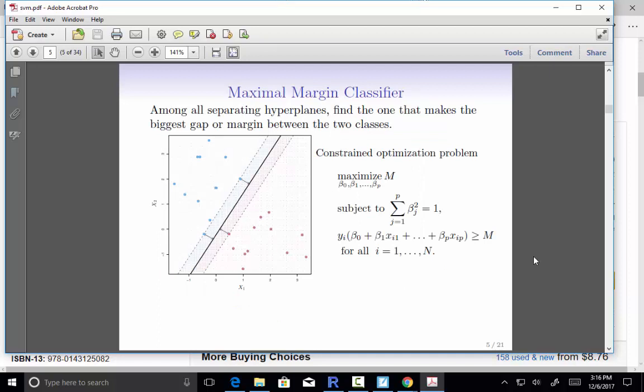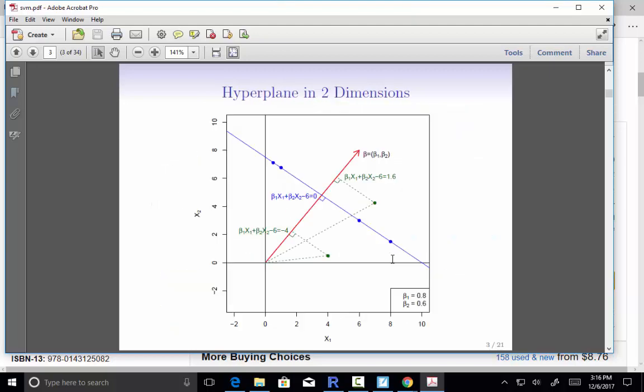So here is the starting point for building an algorithm. How would you go about doing this, finding a hyperplane? You can write it down as a mathematical expression. Let's see, what do they call M?